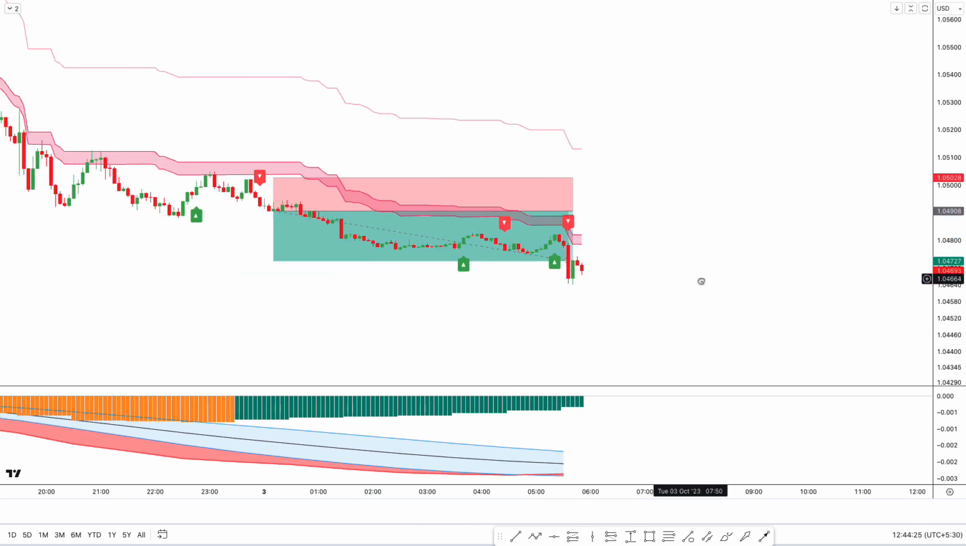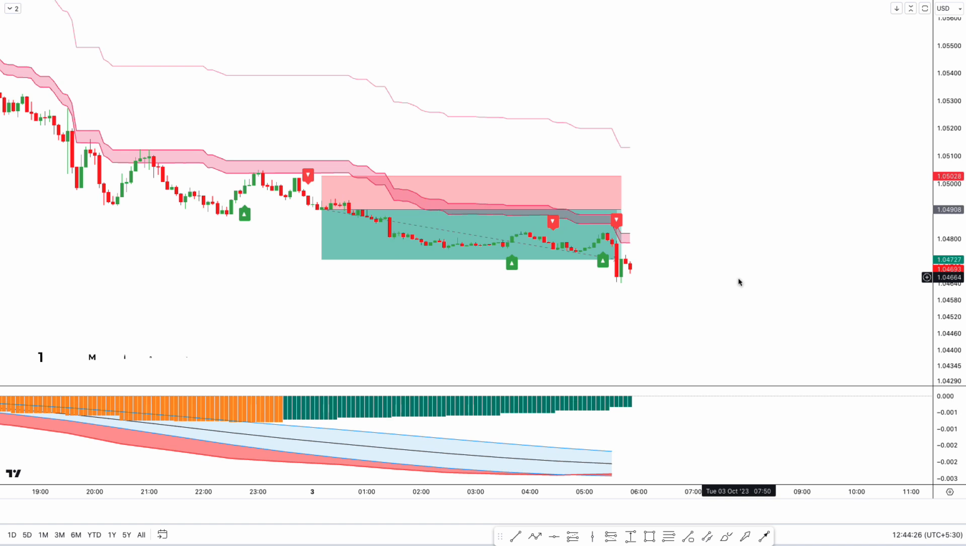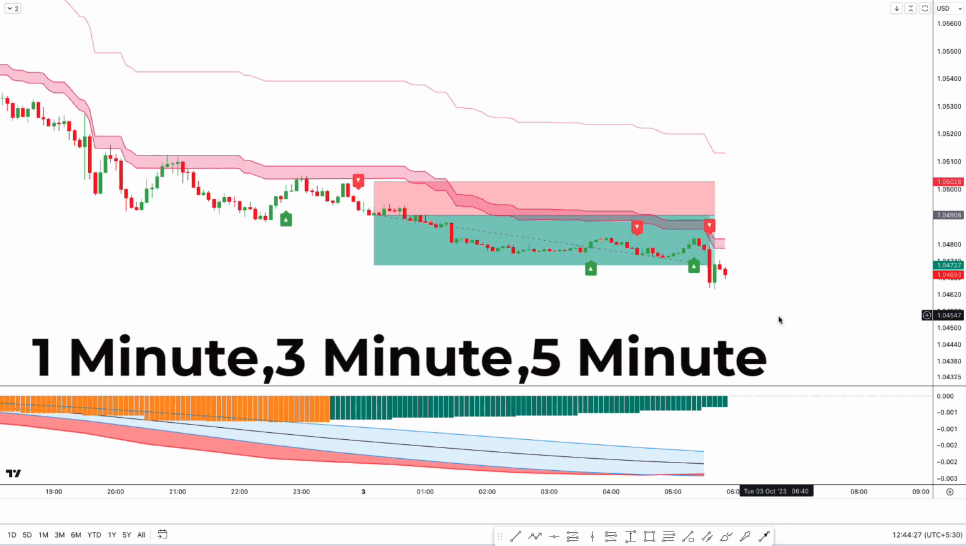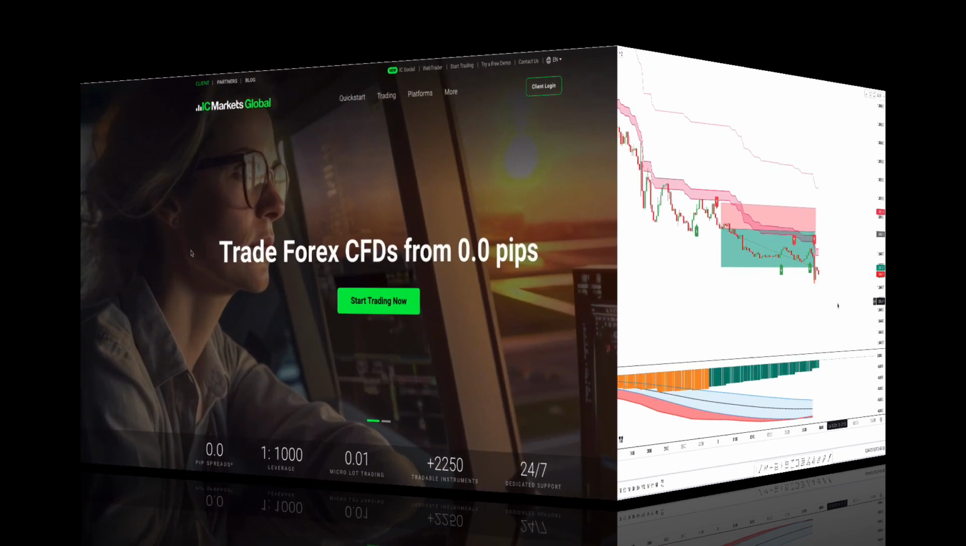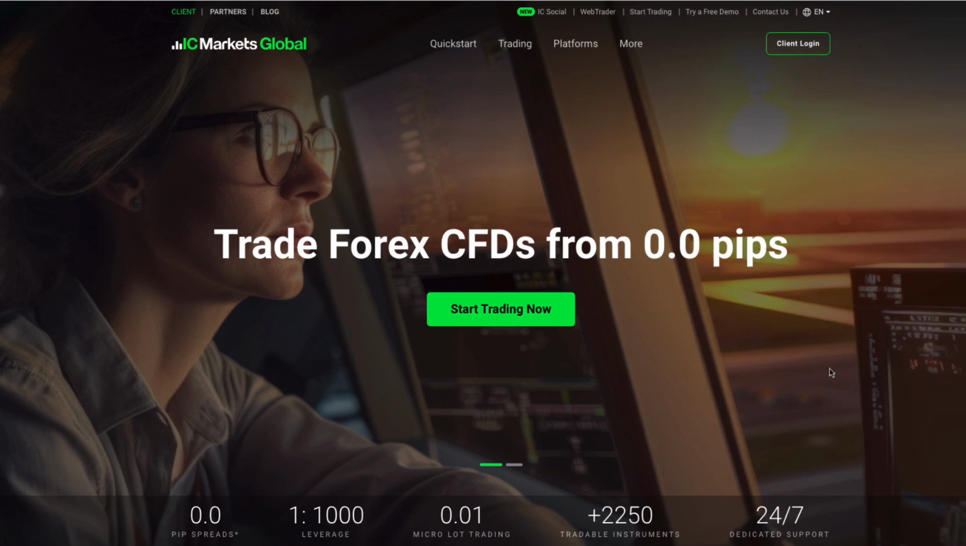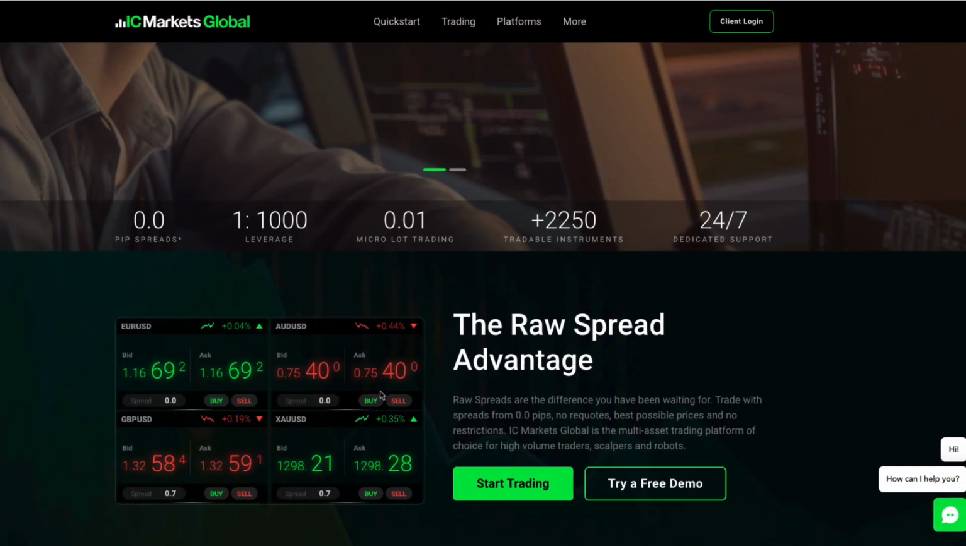And one very important thing, when you use this indicator on 1 minute, 3 minute or 5 minute time frame, then your stop loss will be very small. So it may be that the broker you use provides very high spread, due to which your chances of hitting the stop loss will be high.